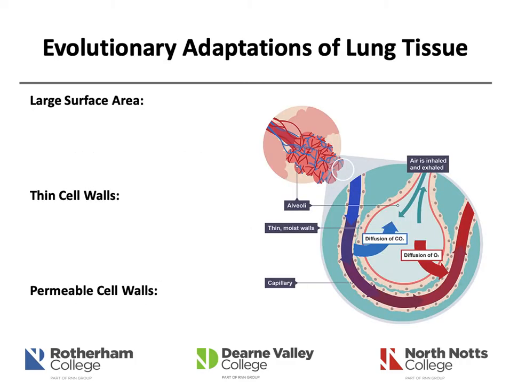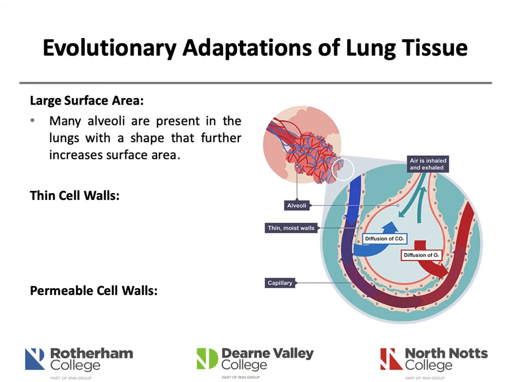So evolutionary adaptations of the lungs is that, essentially speaking, our lungs have adapted to give us what's called alveoli, which are tiny air sacs. Ultimately, they are the site of gas exchange. They have a large surface area, and there are many of them present in the lungs. And having a specific shape, which we'll look at, increases its surface area, which means it can uptake more oxygen and remove more carbon dioxide.